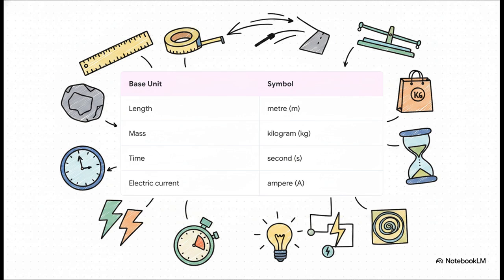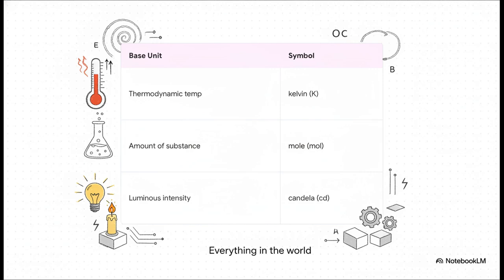Moving on, time is tracked by the second, or s, and electric current is measured in the ampere, or A. Completing our set of 7, we have thermodynamic temperature, measured in the Kelvin, amount of substance, measured in the mole, and luminous intensity, which is really just how bright a light is, measured in the candela. Now, what's really fascinating here, these 7 units are the only independent starting blocks we have. Every single thing measured in the entire universe starts right here with these 7.